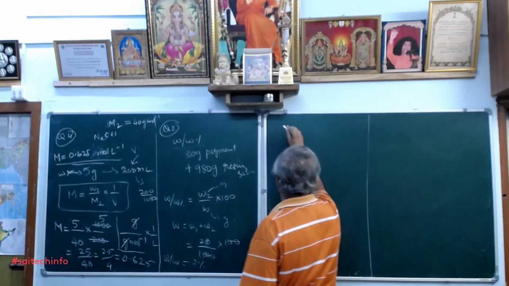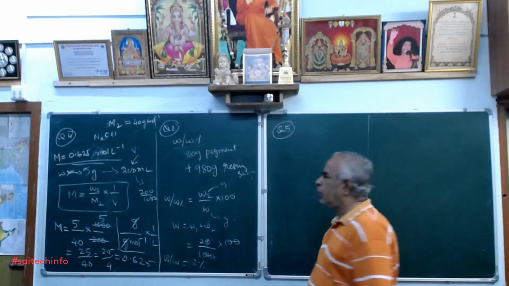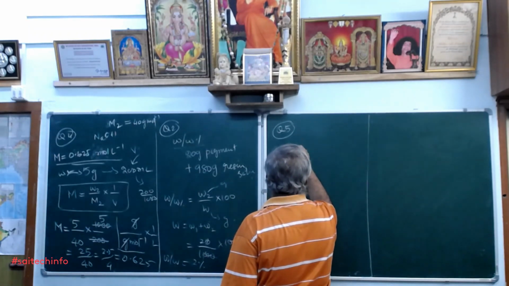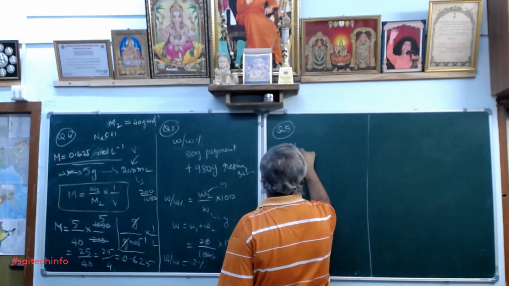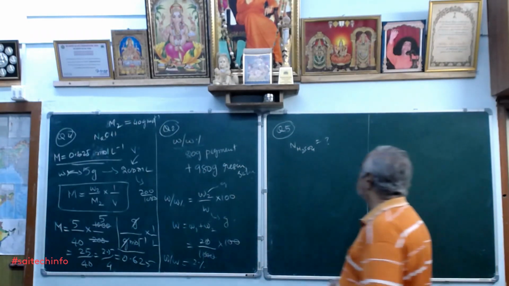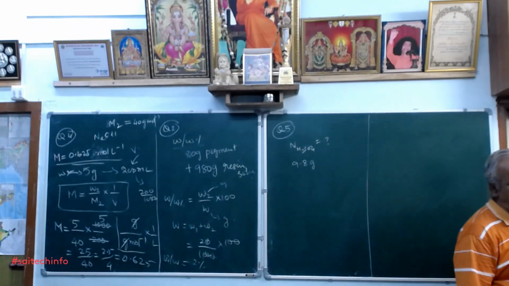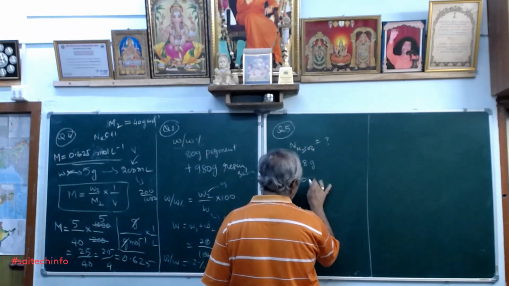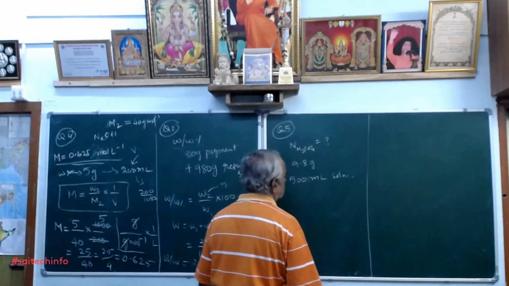Now let us work out the normality. Calculate the normality of sulfuric acid of 9.8 gram dissolved and made up to 500 ml solution using water. So these are given.